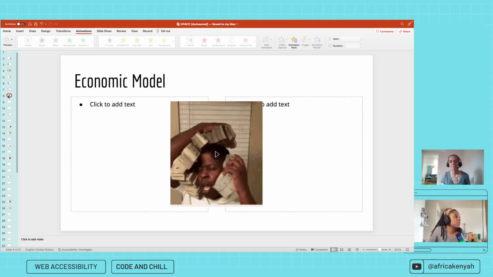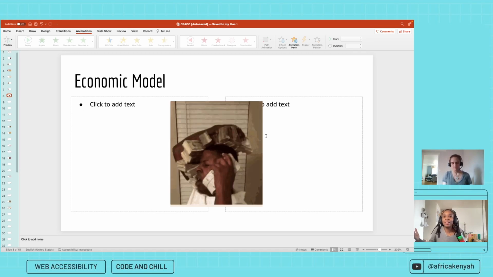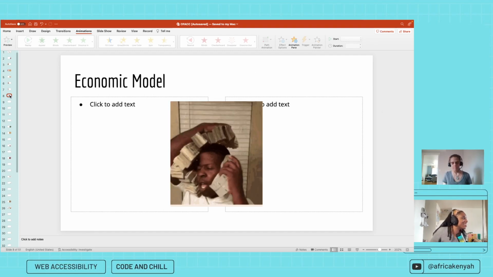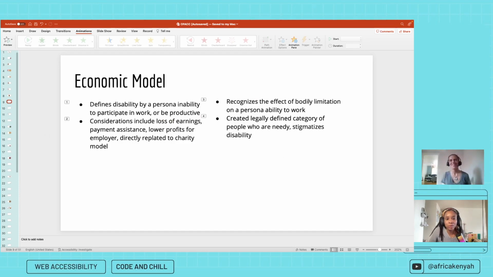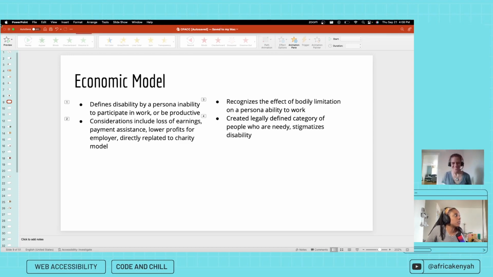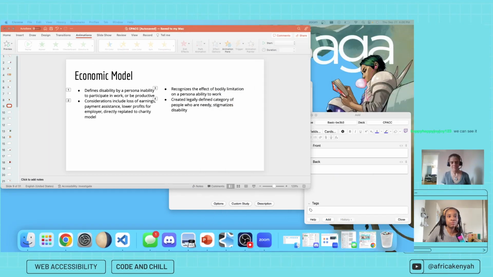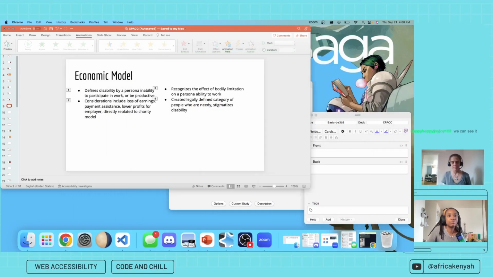All right, we're gonna move on to the economic model. Just so y'all know, this was a GIF. I'm so sad that you can't see my stuff, but oh well. All right, let's go on to the economic model. And let me pull up one more thing so I can see properly and respond to y'all. All right, there we go.